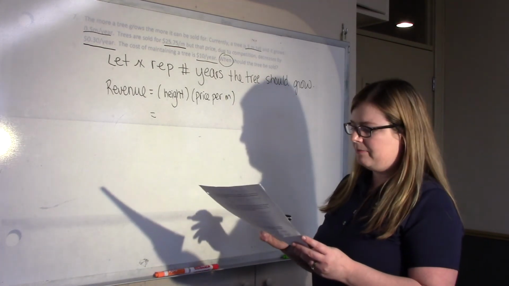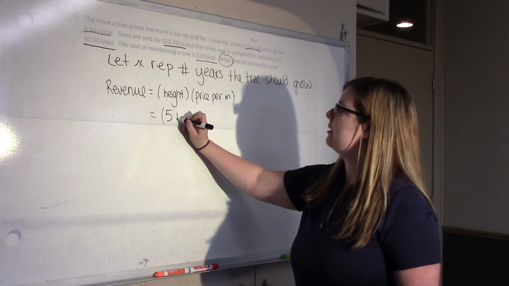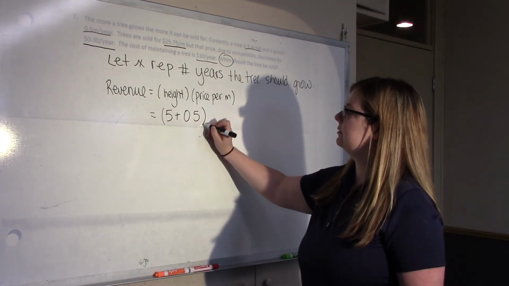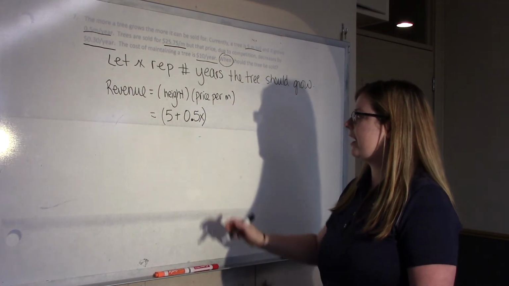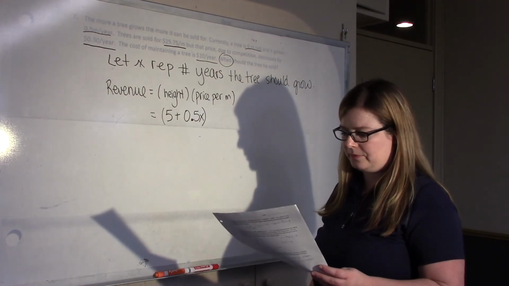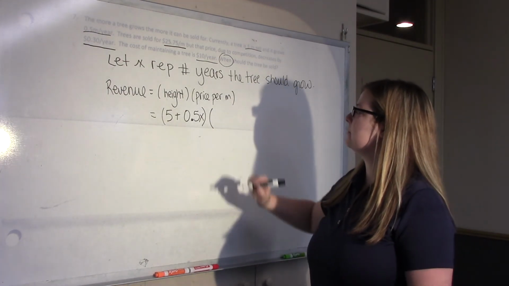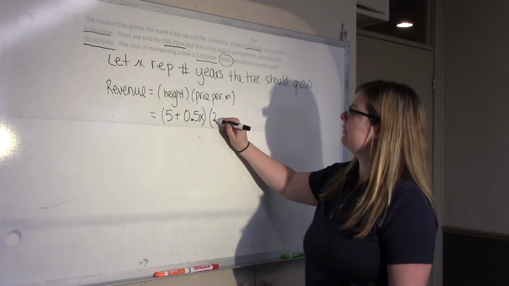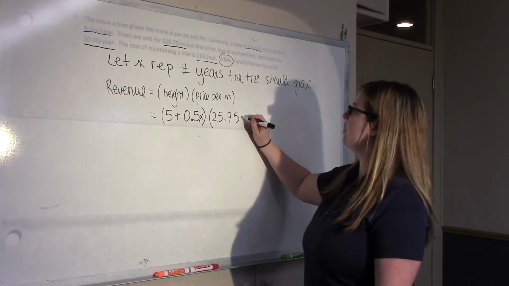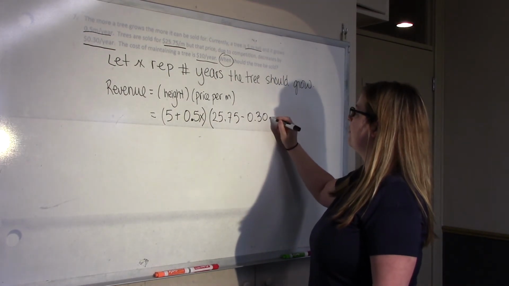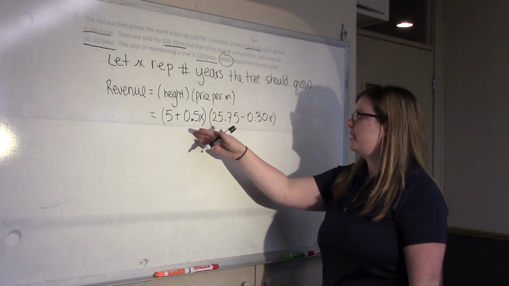So right now it's 5 meters tall, and it's growing by 0.5 meters a year. So it's 5 plus 0.5 times the number of years we're letting it grow. Now, the price per meter right now is 25.75, but it's being reduced by 30 cents for every year that we continue to let it grow. So here you go.